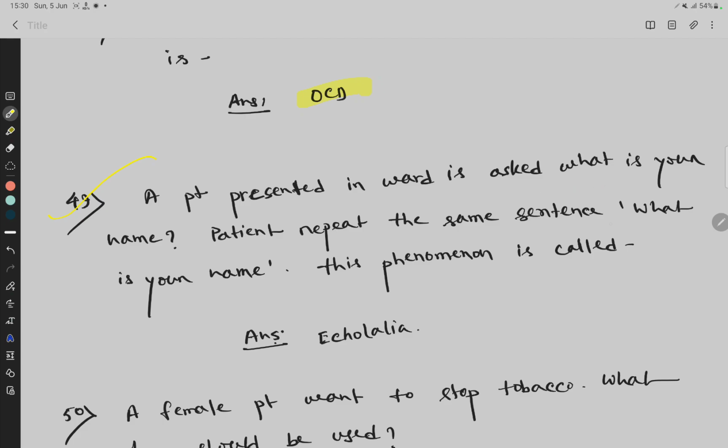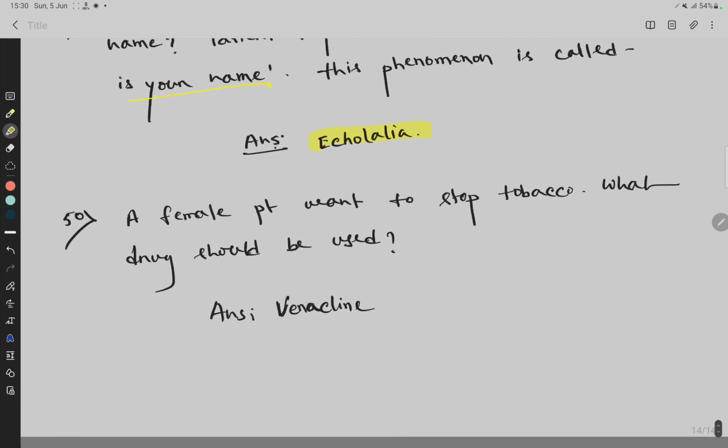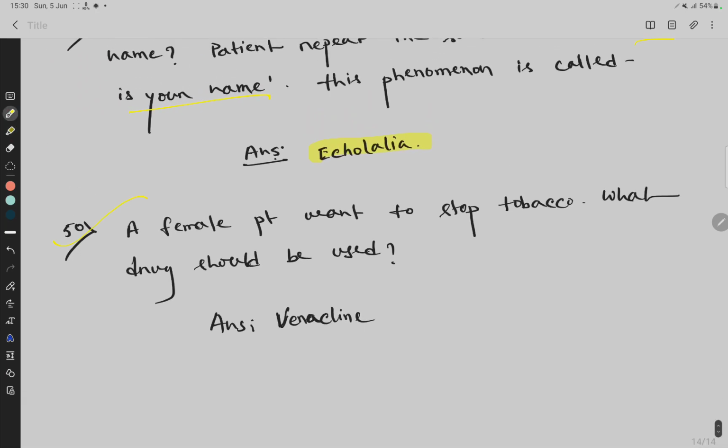49 number question, a patient presented in ward asked, what is your name? Patient repeats this same sentence, what is your name? This phenomenon is called echolalia. 50 number question, a female patient wants to stop tobacco, what drug should be used? The answer is penicillin.